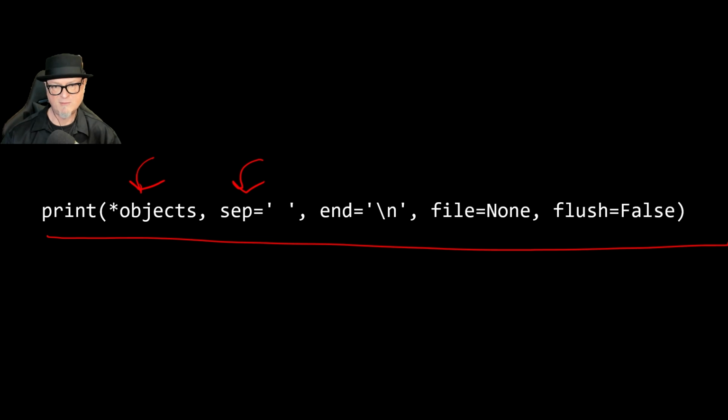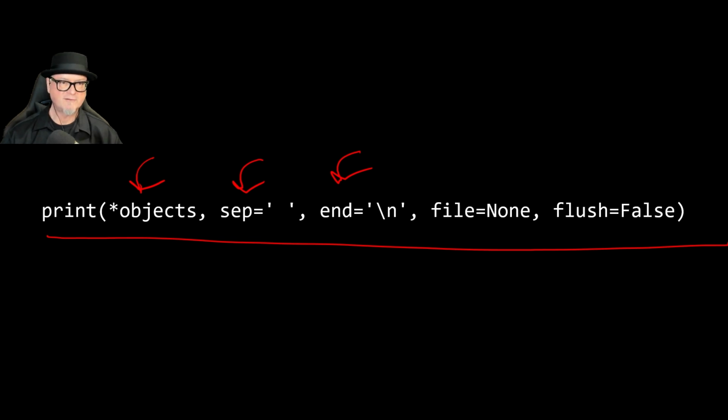What you see in the documentation is the default value of these named parameters. So objects doesn't have any default value. There's no equal sign, but sep does, and the default is a single space. That's why we get that single space for free if we don't use the concatenate operator. We have a named parameter called end that has the \n.